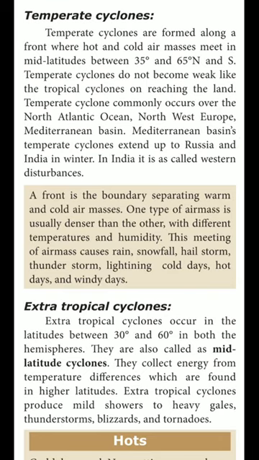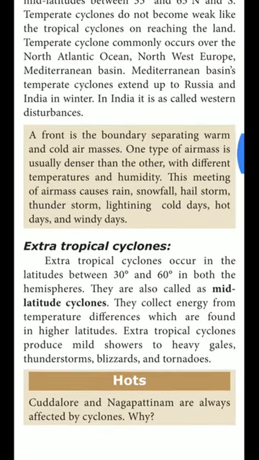Next one is the extratropical cyclone. What do you mean by this extratropical cyclone? Where will it occur? It occurs in the latitudes between 30 degree and 60 degree in both the hemispheres. They are also called mid-latitude cyclones. They collect energy from temperature differences found in higher latitudes. Extratropical cyclones produce mild showers to heavy gales, thunderstorms, blizzards and tornadoes.